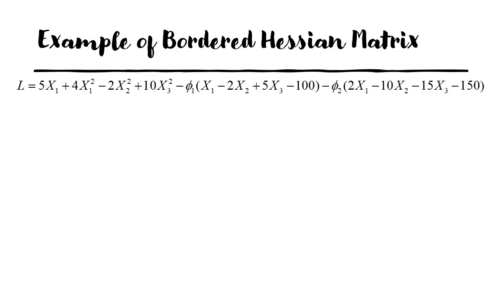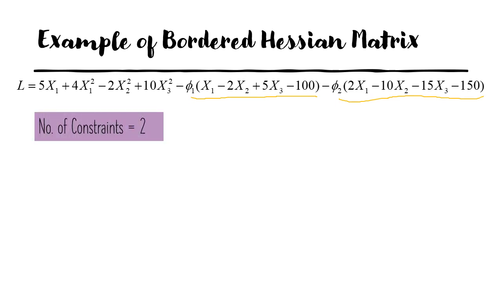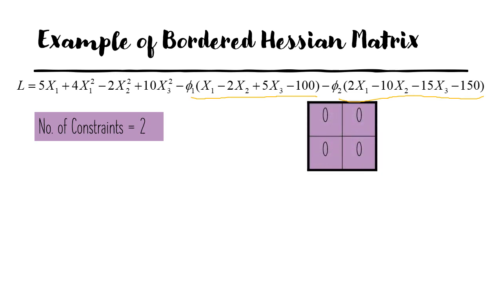Let us consider an example. Let me consider L as shown here. Here you have 2 constraints, the first one is this, the second one is this. So the number of constraints obtained here is 2. So I will get the first segment of my matrix. Since m is equal to 2, I will get 0, 0, 0, 0.